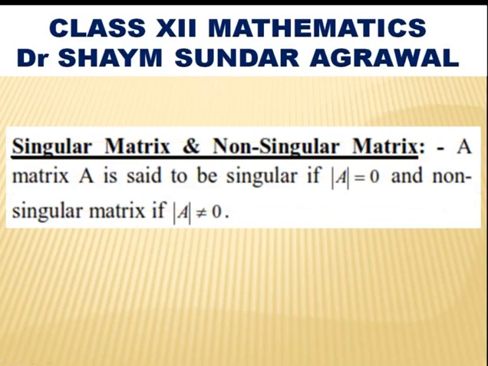Singular matrix and non-singular matrix. A matrix is said to be singular if its determinant is equal to 0 and non-singular if its determinant is not equal to 0.